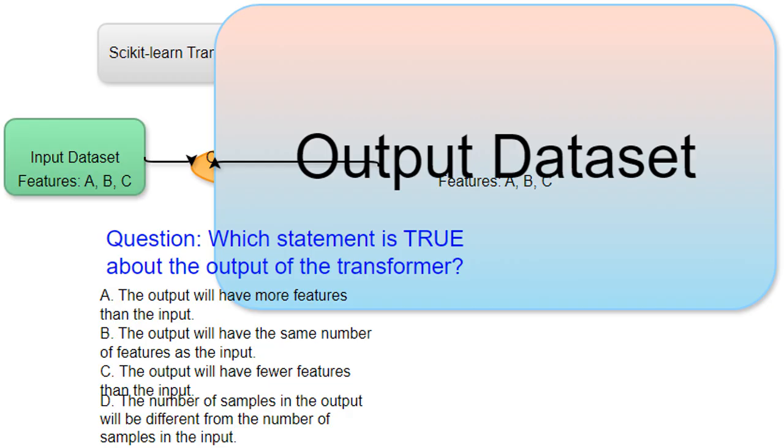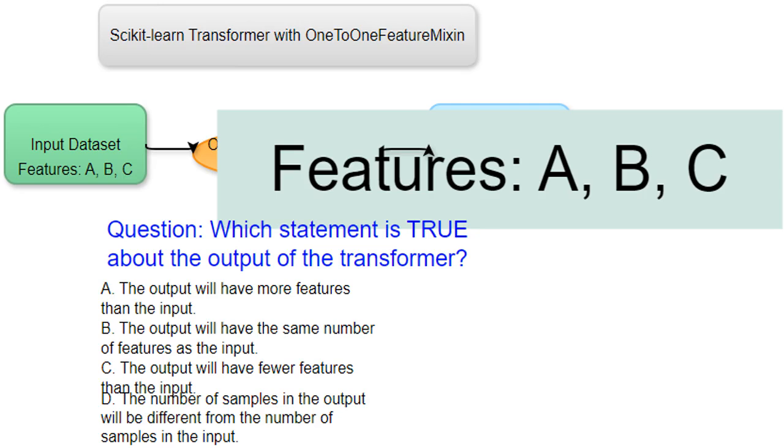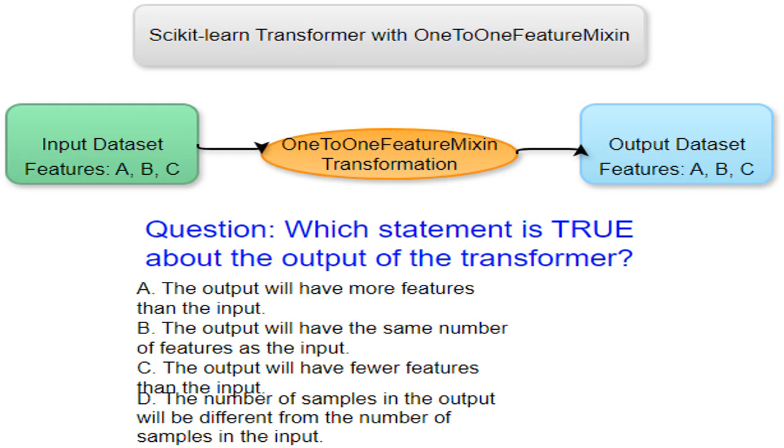Now, I'm ready to test your understanding. After I apply the OneToOneFeatureMixin, which statement accurately describes the transformed data? This is incorrect, because the transformation keeps the same number of features. This is the correct answer. The OneToOneFeatureMixin does not add or remove any features.